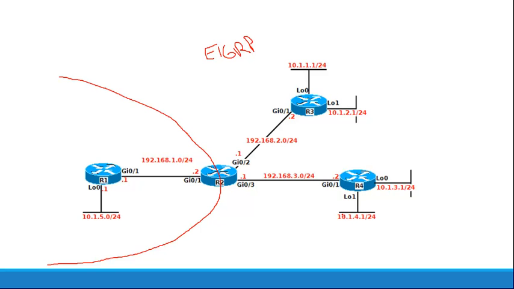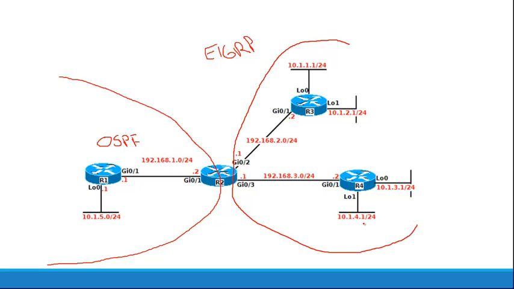Once we do our distribute list first, the original distribute list that works with the whole EIGRP autonomous system, then we're going to go ahead and break this up, and we're going to put this guy here in the OSPF domain. So he's going to be running OSPF. We're going to leave these guys here running EIGRP. I'm going to just get out my pen, might be a little easier.